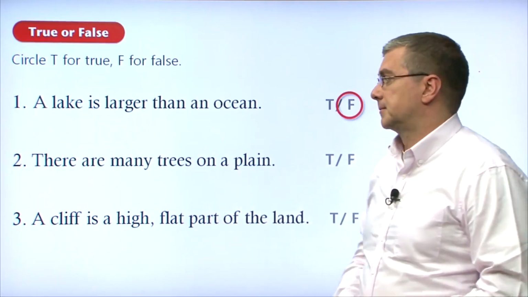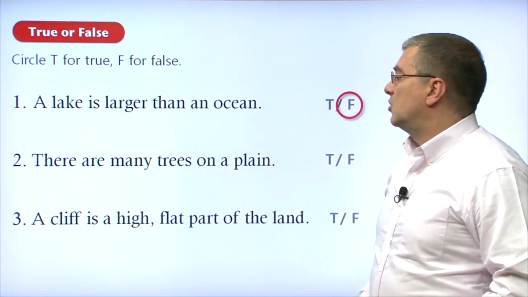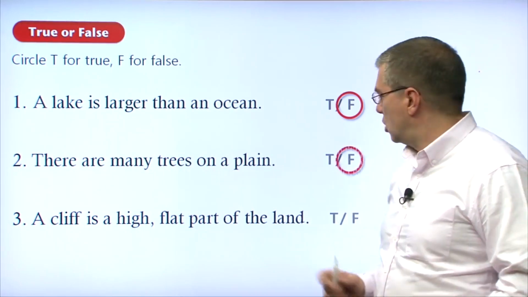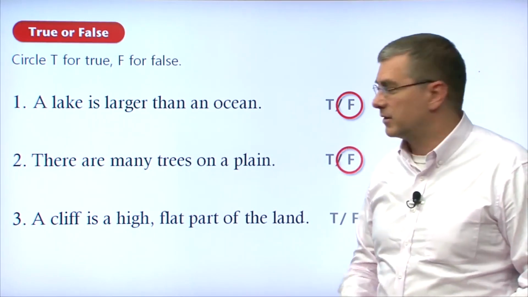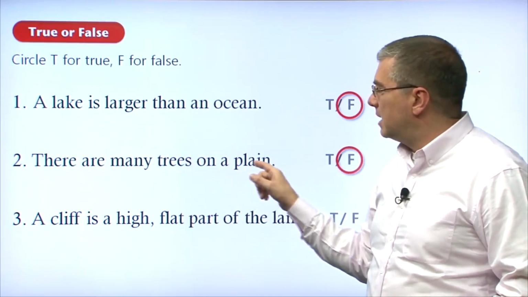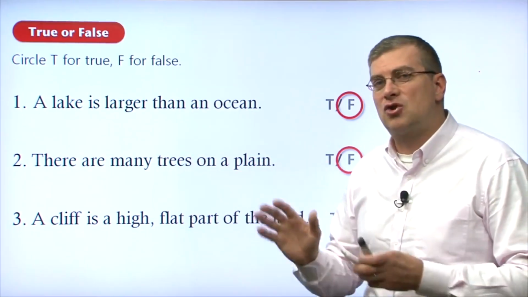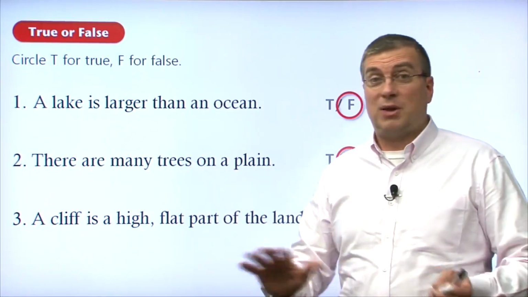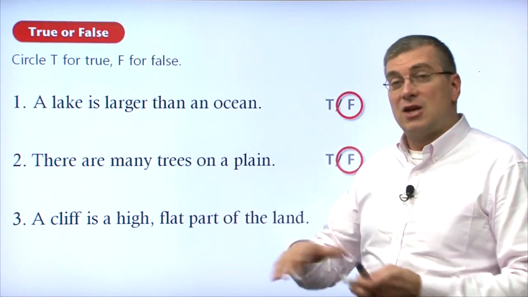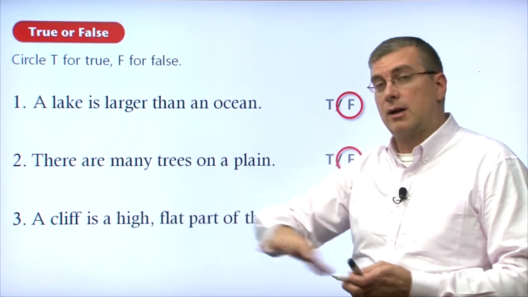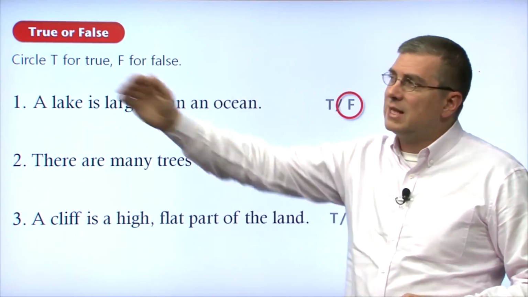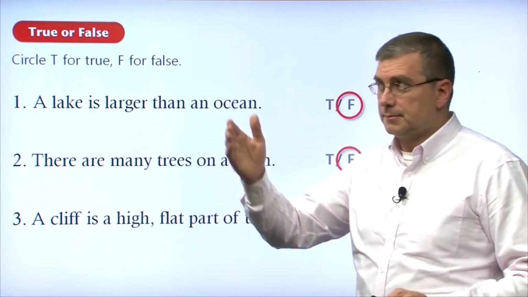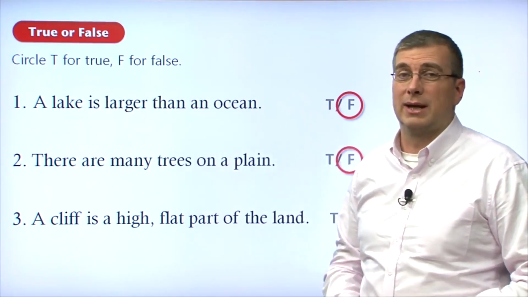Lakes are smaller. Number two, there are many trees on a plain. Is that true or false? If you chose false, you are correct. The idea of a plain is that there are not many trees. If there are many trees, then we call it a forest. It's not a plain anymore, right? A plain usually has grass growing on it, but not trees. We can see for a very long distance on a plain. If there are many trees, we can't see for a very long way.